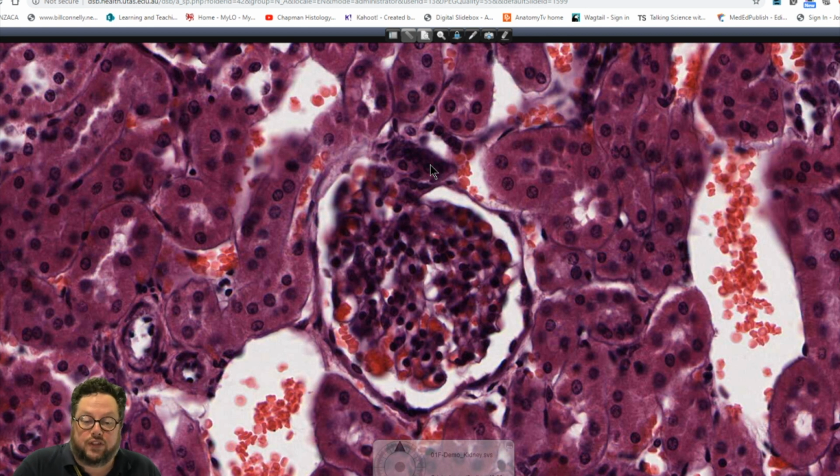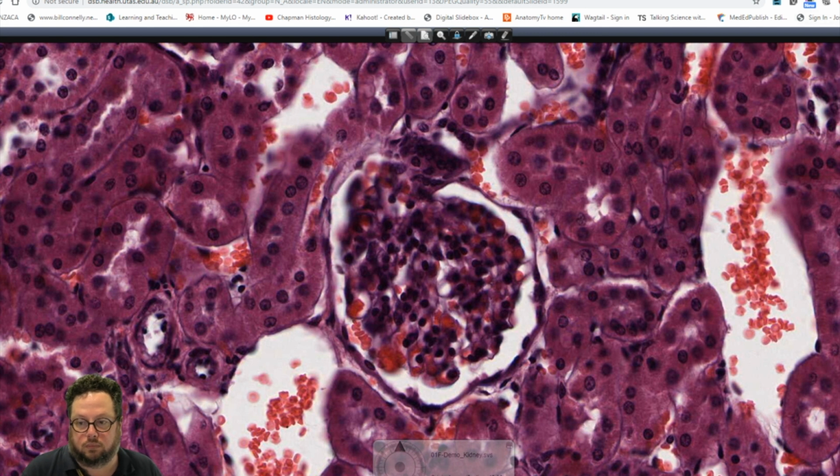The other component is the juxtaglomerular cells, which are modified smooth muscle cells of the afferent arteriole. Maybe we can draw them in. If we imagine there was an afferent arteriole bringing the blood in here, then there are modified smooth muscle cells within the wall, which are juxtaglomerular cells. And they secrete renin.